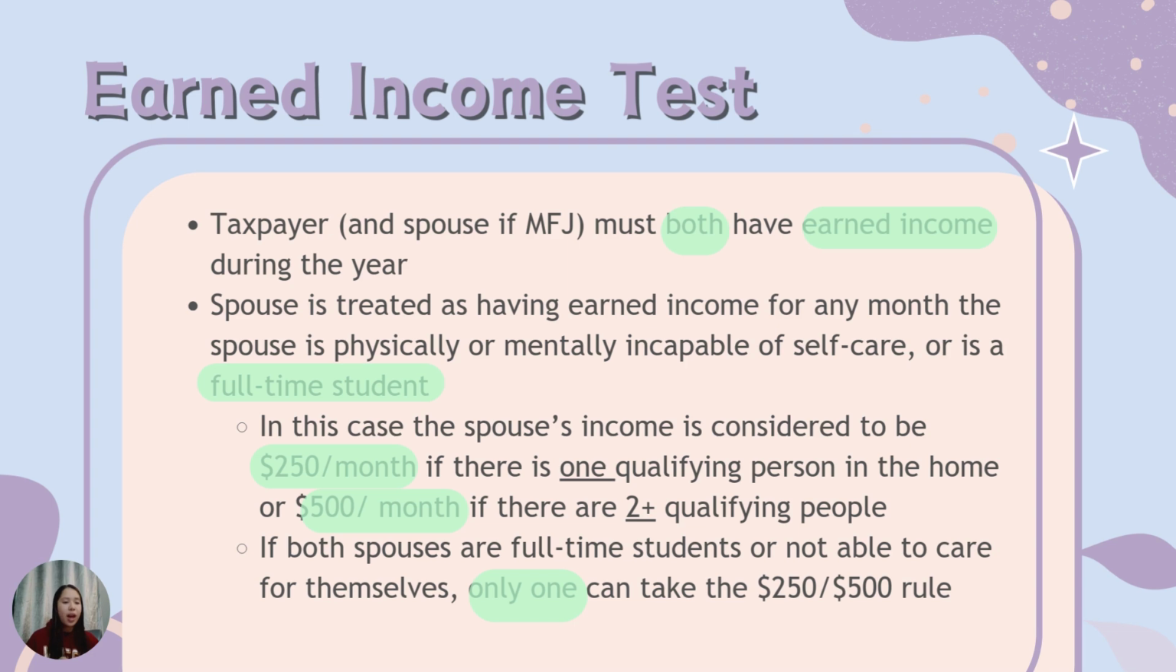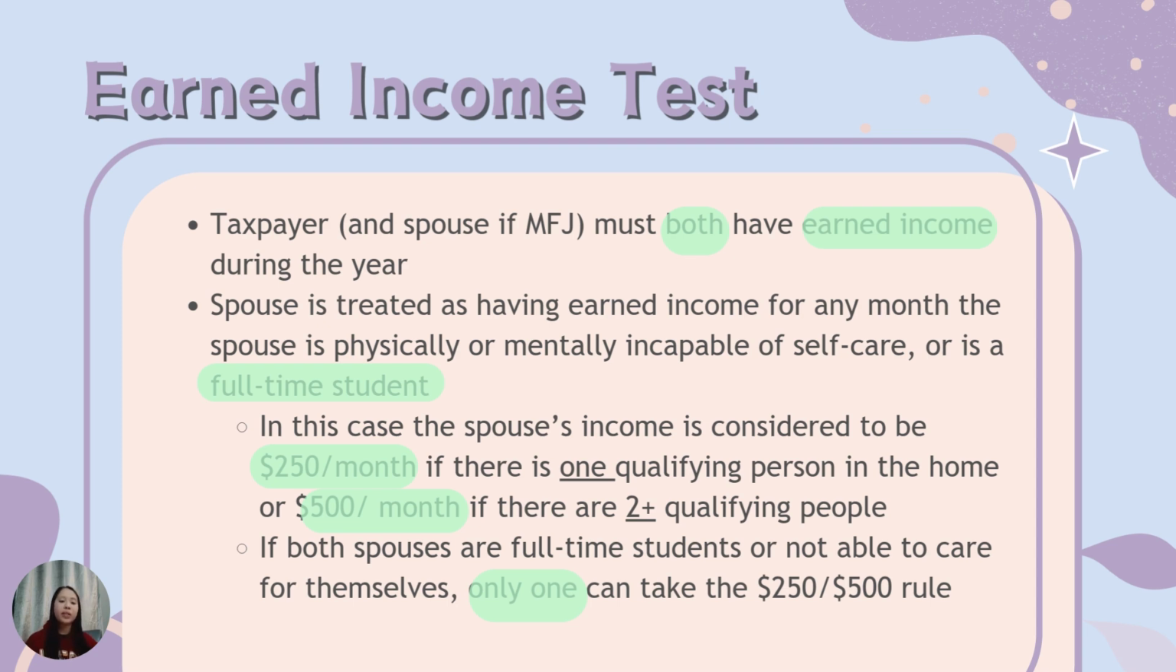And a full-time student, it's not like all the time you're in school. It's if you're enrolled in an accredited post-secondary education. So basically above high school education. This could include trade school, college, etc. In this case, if the spouse is either mentally or physically incapable of self-care or a full-time student, their income is considered to be $250 a month if there's one qualifying person in the household, or $500 per month if there are 2 or more qualifying people. And this income will go into factoring if they take 20% or 35% of their expenses to go towards the credit.